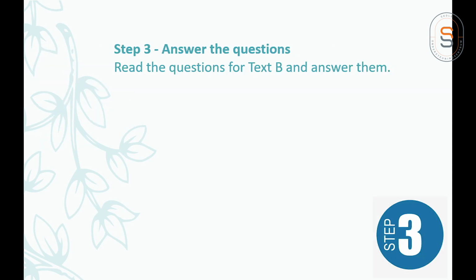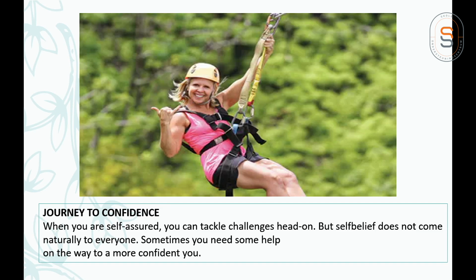And then step 3, you answer the question. So you read the questions for text B and you answer them, obviously going back to the picture and the words, all of those things, to answer these questions. If we have a look at an example of a visual text.